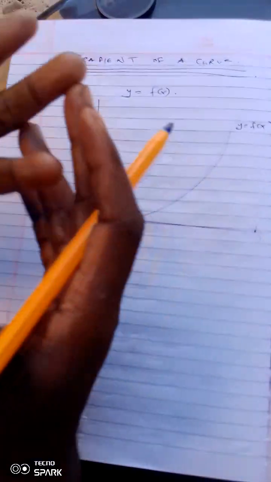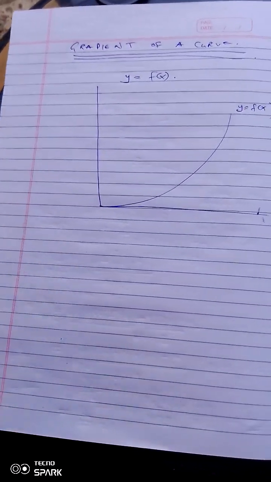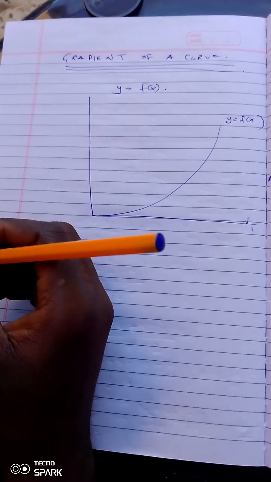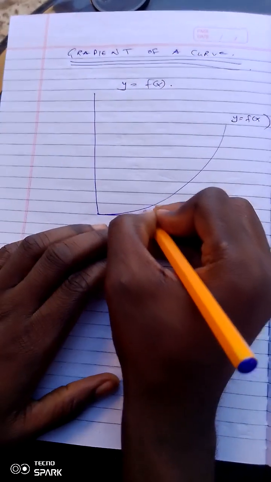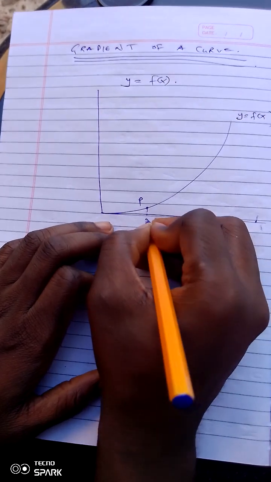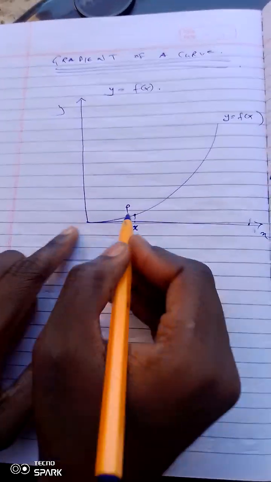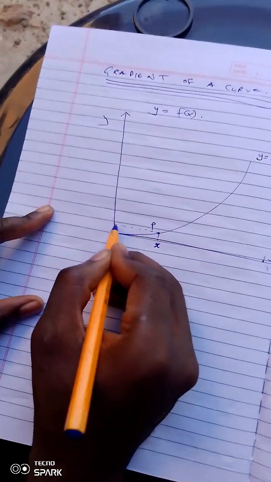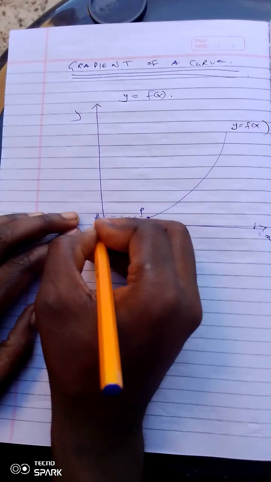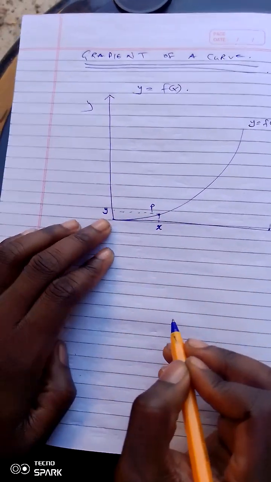We do not know what this curve is. We are just talking in general terms. What we know is we can pick a point on this particular curve. Let's call this point P. At this point P, we know the coordinate here is what? x. This is the x coordinate, and that is the y coordinate. At this particular point, the y coordinate will be y.